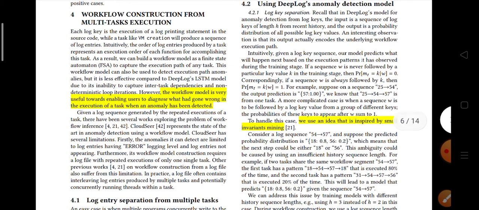See, workflow construction from multitask execution. The third advantage of this system is that if you find an anomaly, you can find out the workflow model. That means applying a diagnosis on top of the anomaly detection.